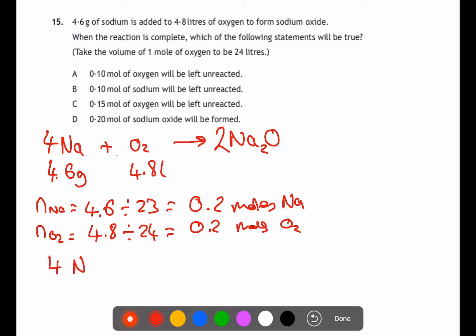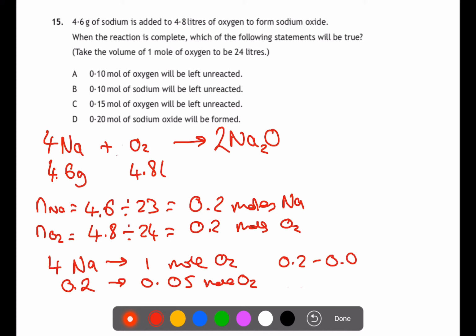If we have 4 moles of sodium, we require 1 mole of oxygen. We actually have 0.2 moles of sodium, so we require 0.05 moles of oxygen. This means that oxygen must be in excess here. At the end of the reaction, we will have the excess oxygen left over as 0.15 moles of oxygen.